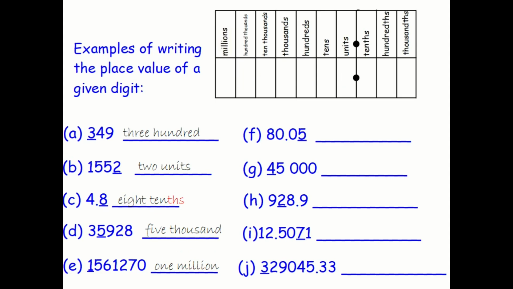Let's have a look at the next one. We've got 80.05. So the decimal point is there, and I'm going to put the digits around it. Got the 0 there, the 8 there, and then a 0 here and a 5 here. And the underlined digit is the 5, and it is in the hundredths column. So again, really important that you remember that's got a THS on the end.